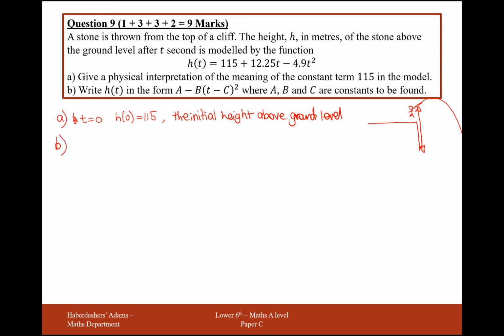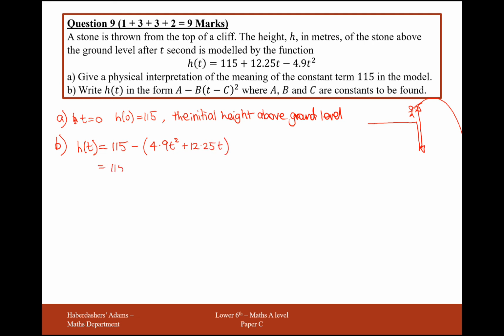Part B is write h of t in the form a minus b bracket t minus c squared. Okay, so what we can do here is we're going to need to basically complete the square here. So what I'm going to look to do first from this h of t, 115, is to factorize out a negative from the last two terms that involve the t and the t squared. So minus 4.9t squared plus 12.25t.